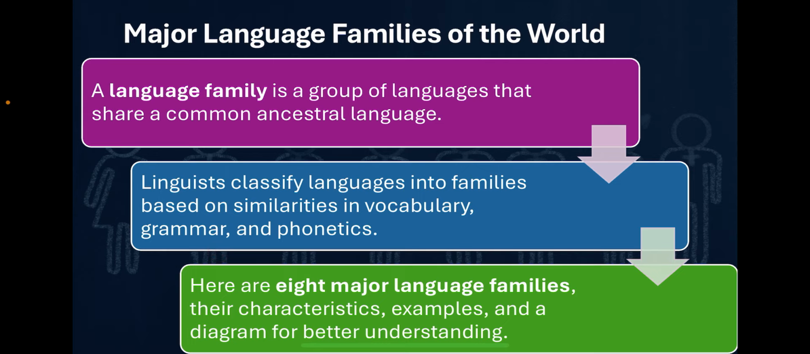So linguists say, for example, there are 20 languages, and inside these 20 languages, their sentence structure, vocabulary, and phonetics are common. So linguists label them one single language family, right? Because of the similarity that the linguists find in terms of vocabulary, grammar, or phonetics, they label them a separate language family.